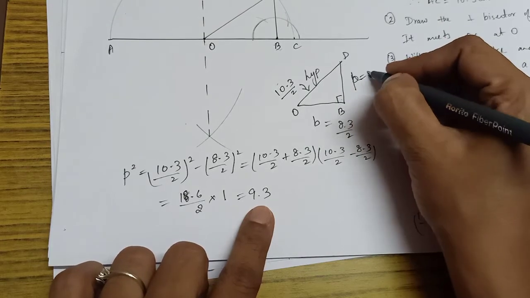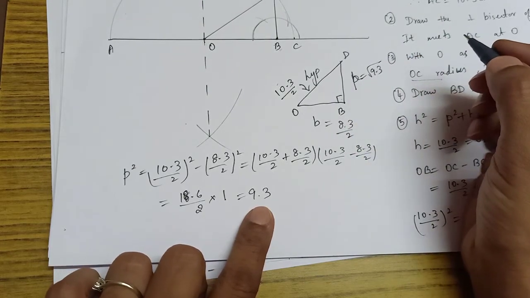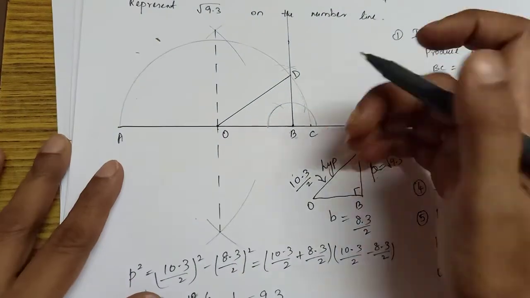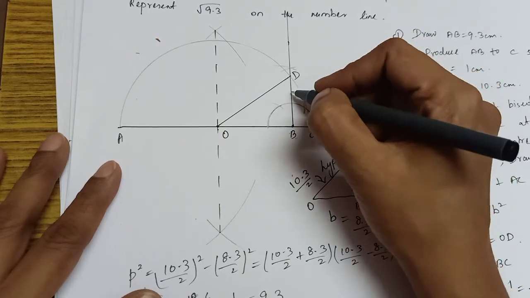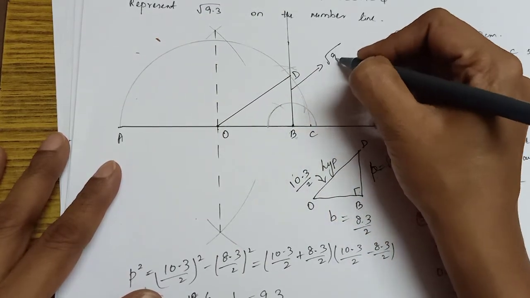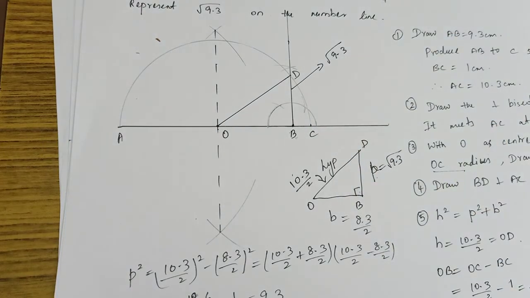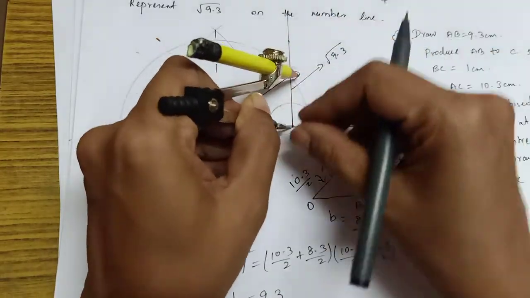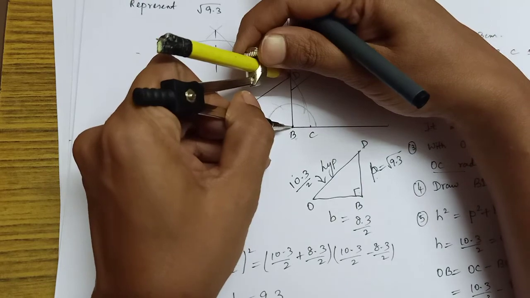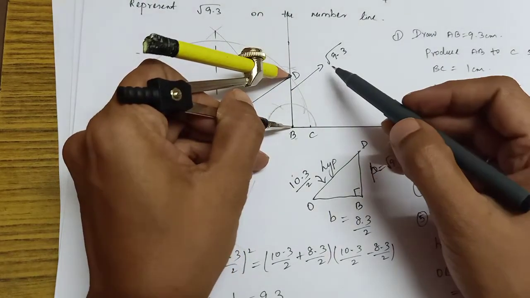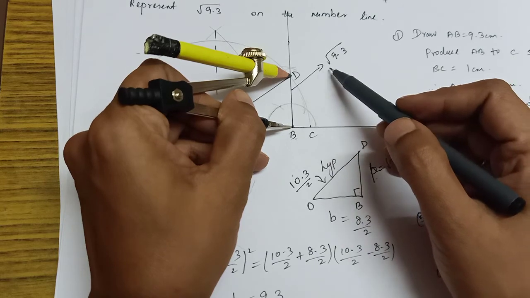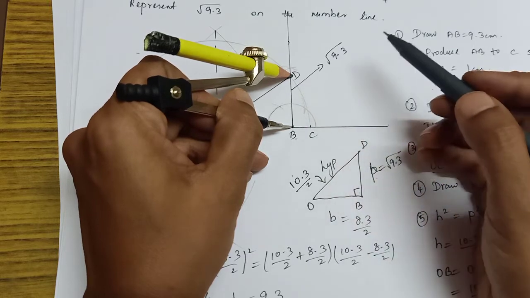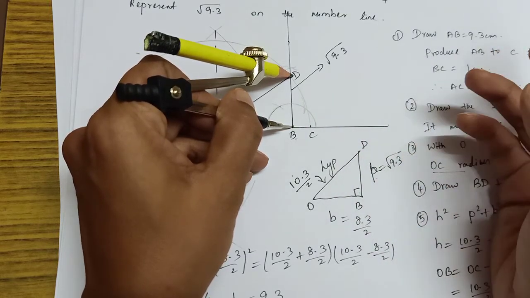So what should be the value of P? It should be square root of 9.3 only. So P square is 9.3 means P should be square root of 9.3. So what we have over here, this was P, no? This is square root of 9.3. Now it is a small last step only. You have to measure this using your compass, we have to measure BD using our compass. Now we have proved this is square root of 9.3. Now we will have to mark it, that's all. If you mark it on the number line, you are going to get the square root of 9.3.